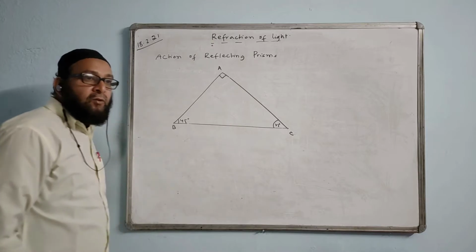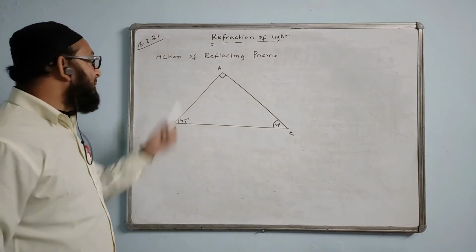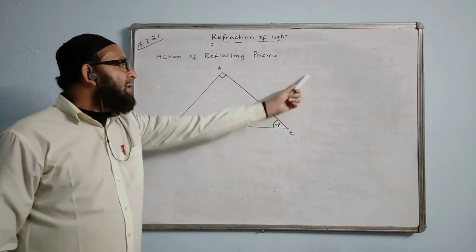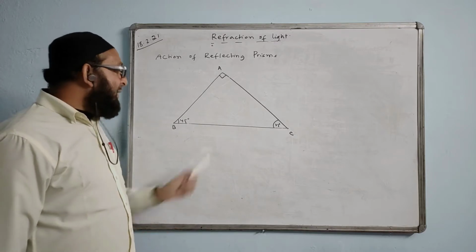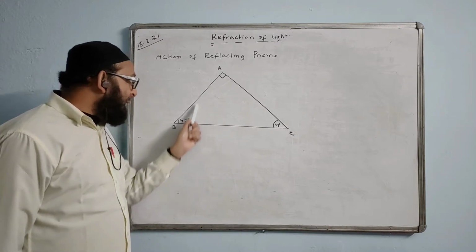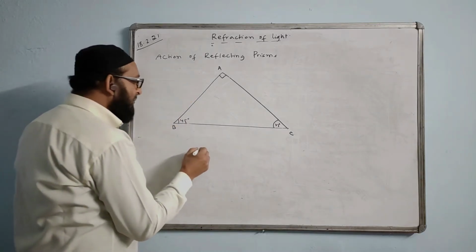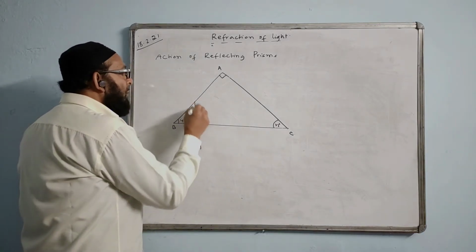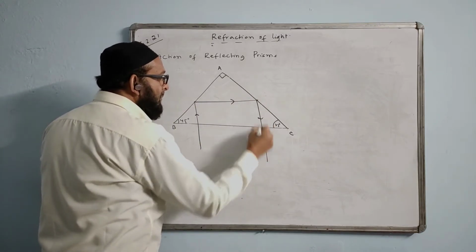When the ray passes through any of the equal sides, the deviation will be 90 degree like this. Ray is coming like this, it will go like this. But when the ray passes this way through the hypotenuse of the triangle, then 180 degree deviation will take place. The same figure will come like this. This way it will go, it will go here like this.